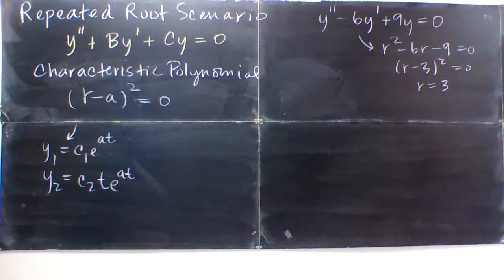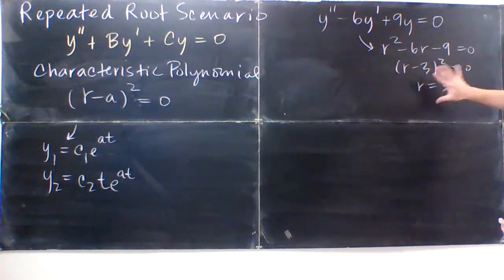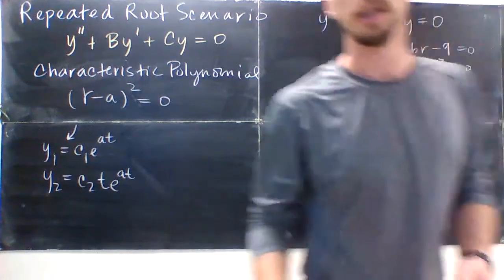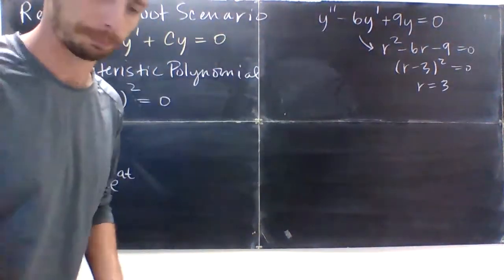Okay, so I go over here, I do all of this algebra, and I find that my characteristic polynomial has a repeated root r equals 3.